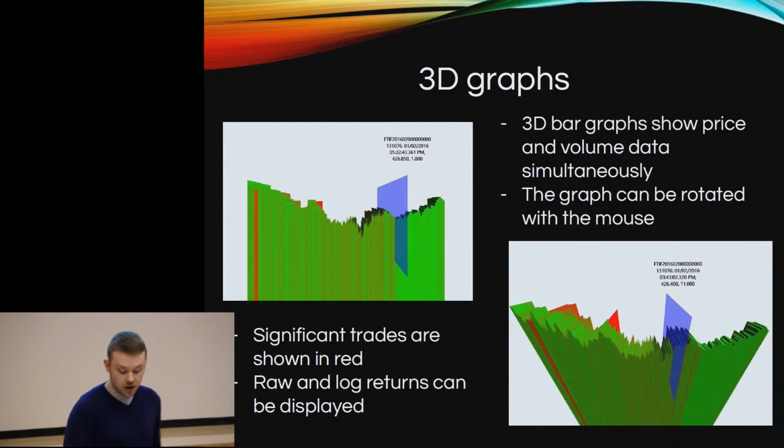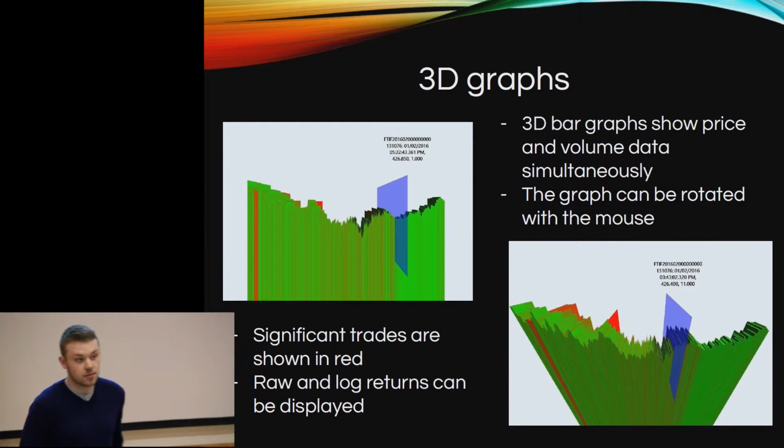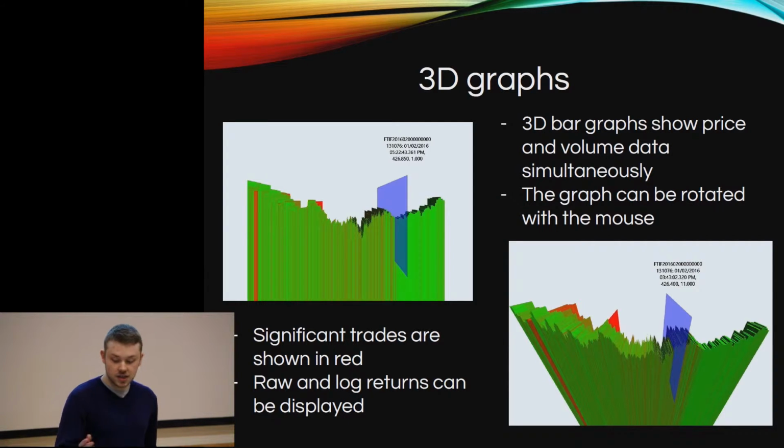Our 3D bar graphs allow you to see both price and volume data over time, and the mouse can be used to rotate the graph so that you can view all three axes. What's more, the color scheme allows you to quickly and easily identify market-moving trades. You can see that the red trades are the high-volume trades, which are most likely to have a high impact on the market.